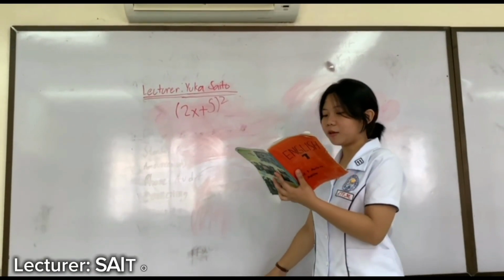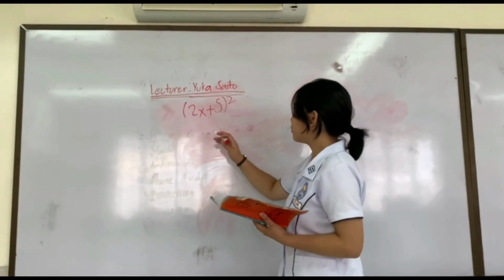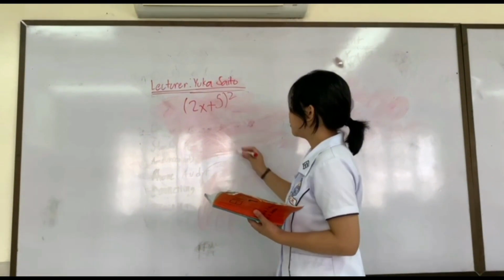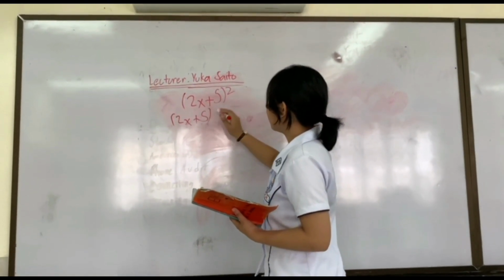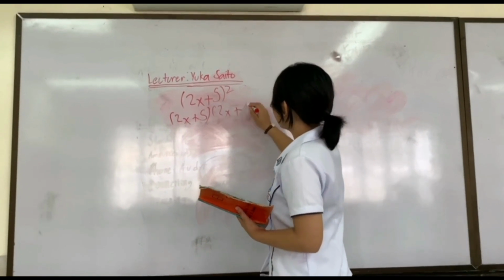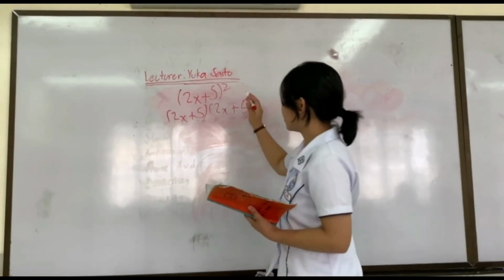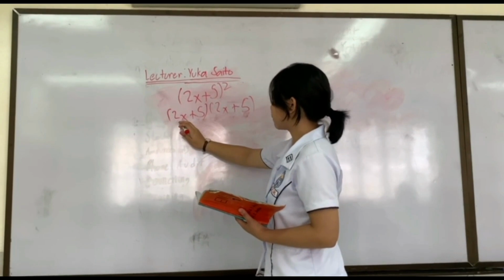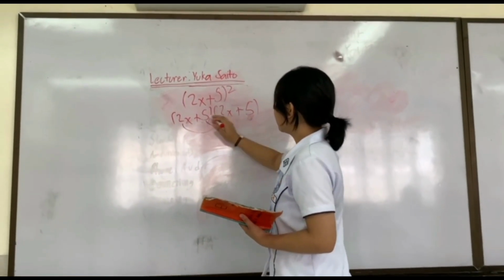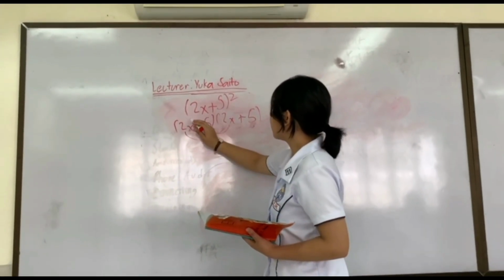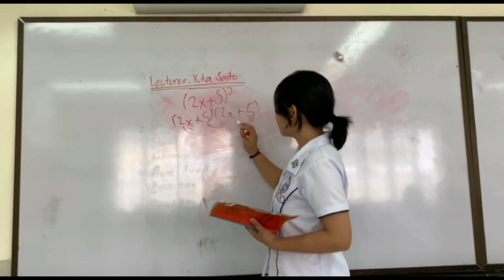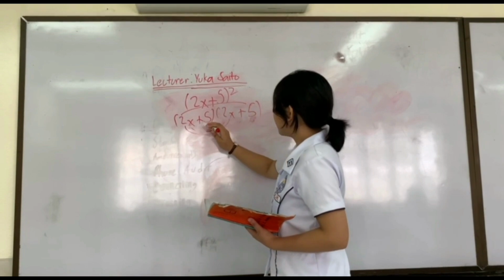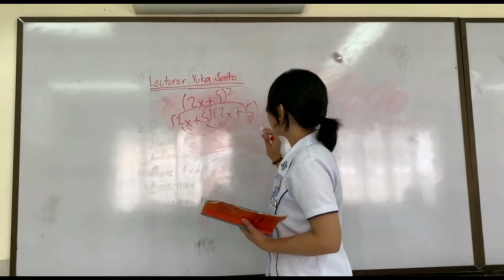So in example number 2, we have (2x plus 5) squared. So we're going to distribute the expression because of the squared. Then we're going to do the FOIL method: 2x times 2x, then 5 times 2x, then 2x times 5, and 5 times 5.